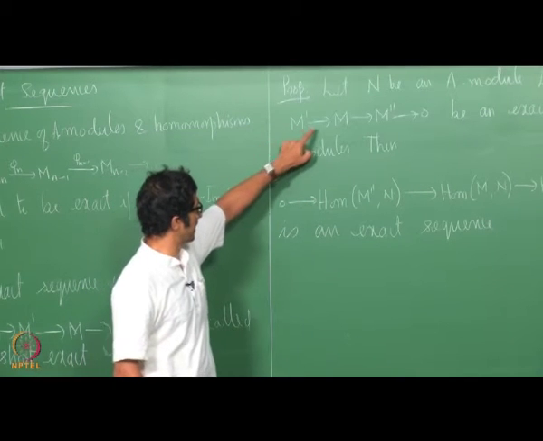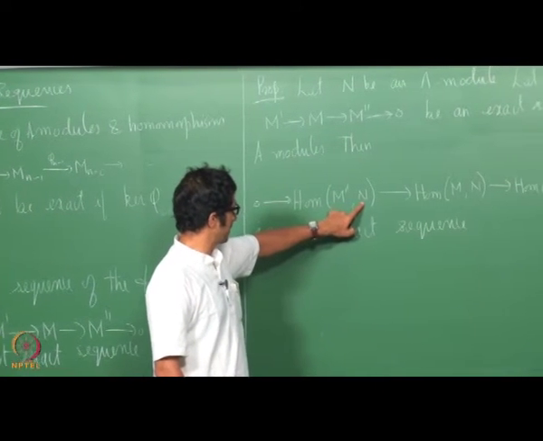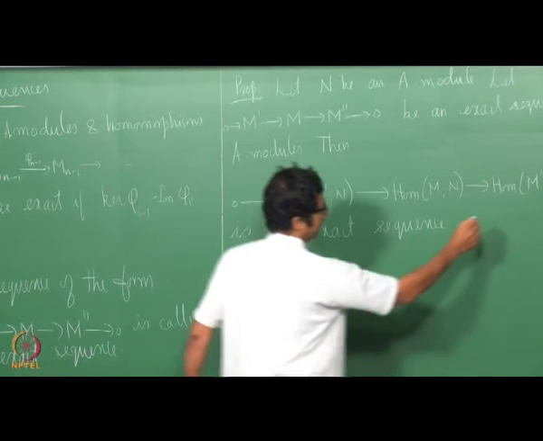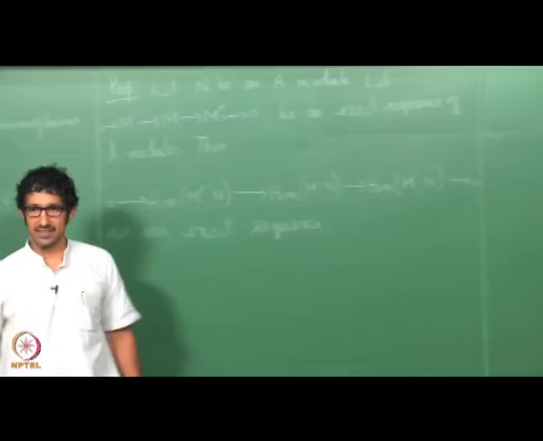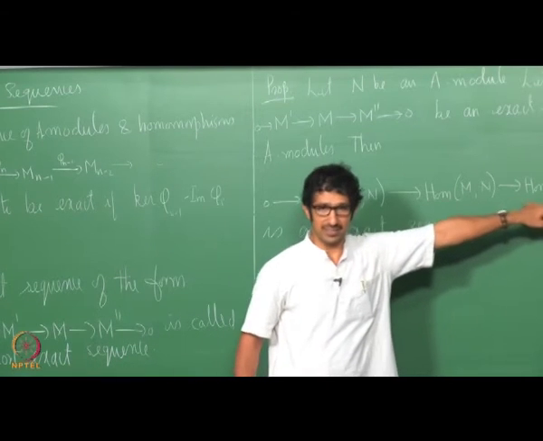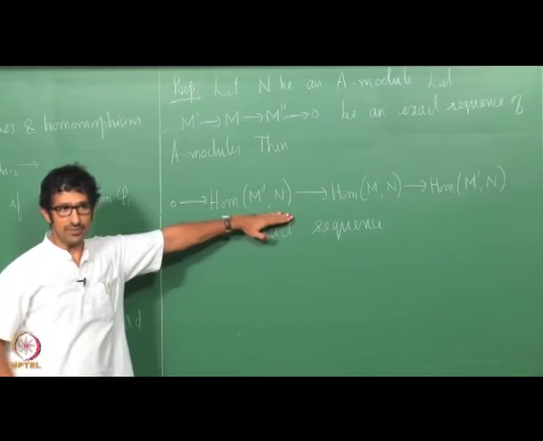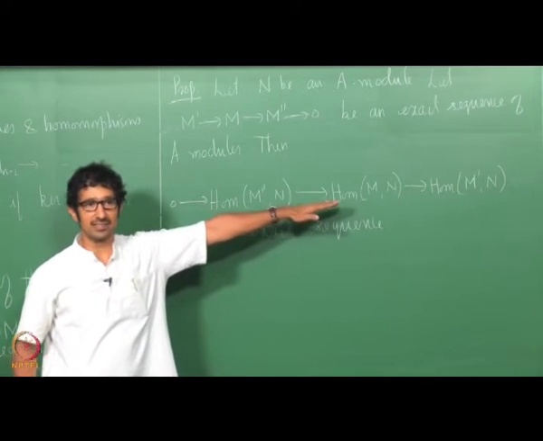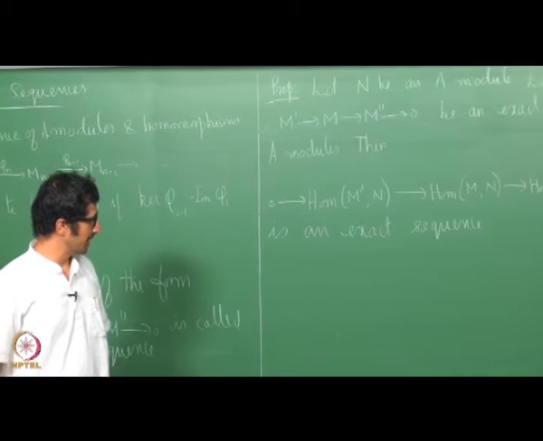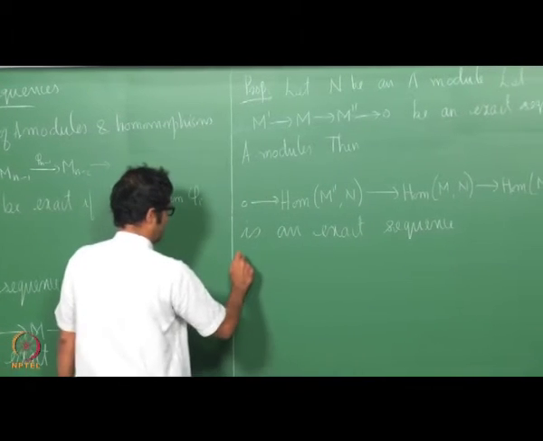If I have 0 to N prime to N to N double prime, then Hom(M, N prime) to Hom(M, N) to Hom(M, N double prime) is again exact. So, even if I have this, I will not necessarily have this exactness. Even if I have a short exact sequence, this need not be a short exact sequence, but I have exactness at the left side. When you apply Hom, this injectivity is always there. That is what is known as left exactness of the Hom functor. Okay. So, let us try to prove this.